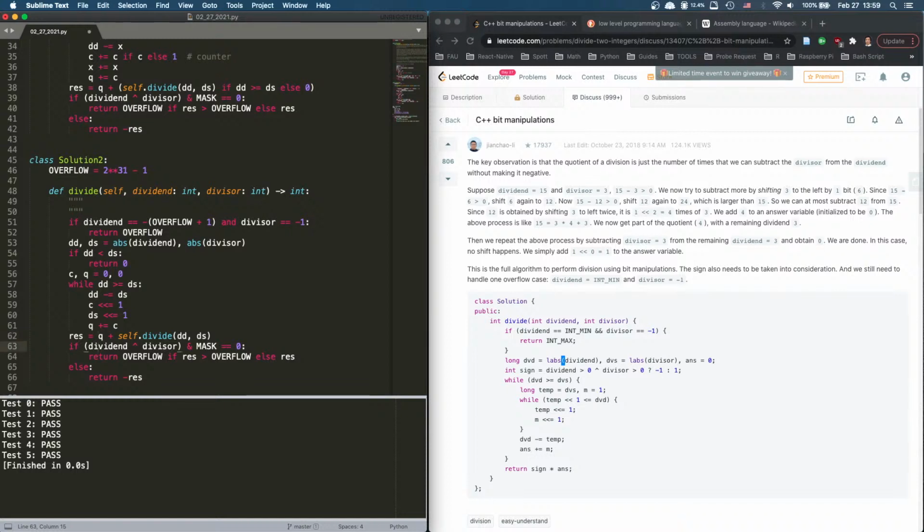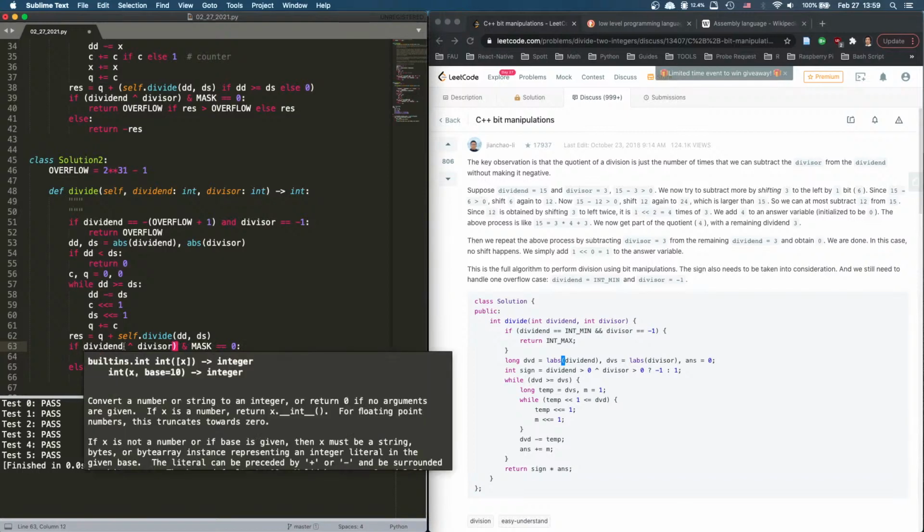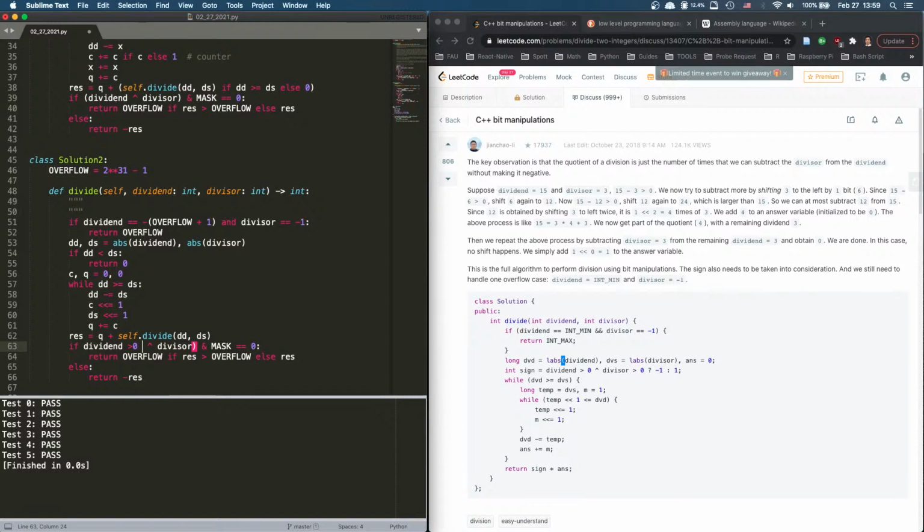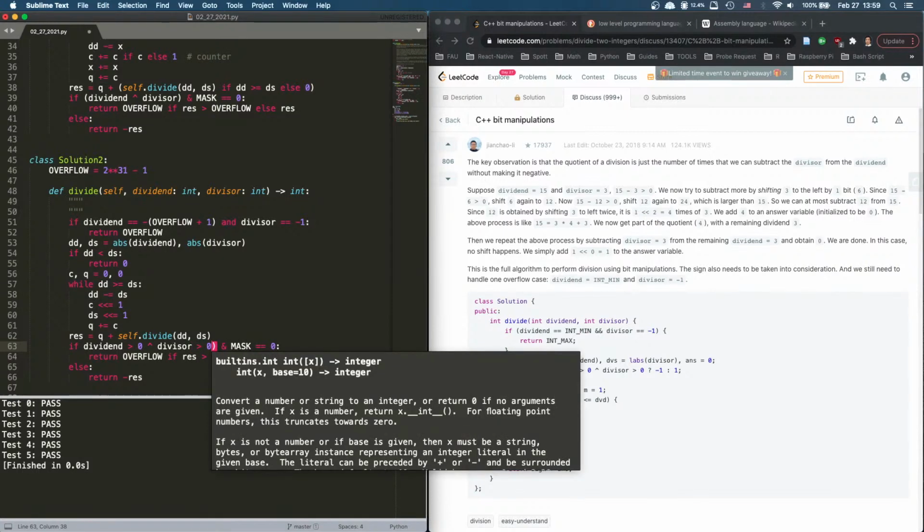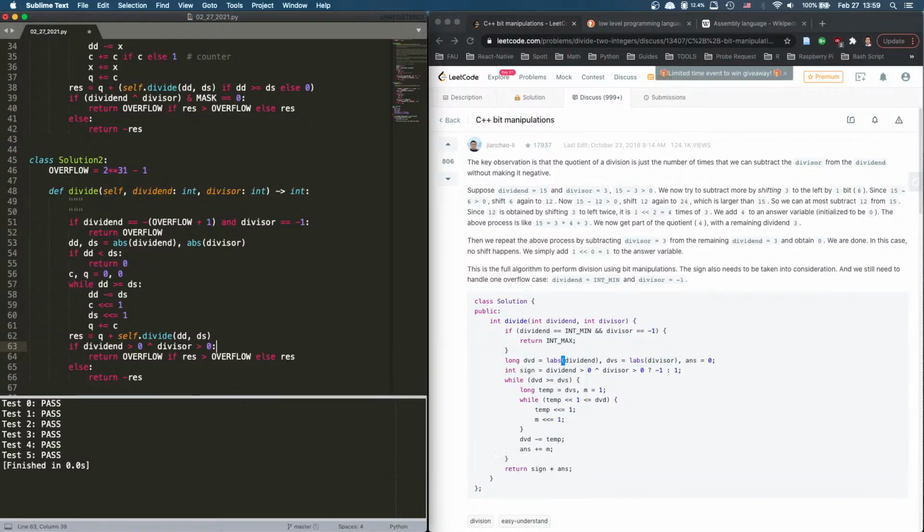So the sign, we don't need mask. All the sign we need to do is the dividend is larger than 0. If it's true, then this will return 1. And we're going to do divisor larger than 0 as well. So it's either 1, 1 or 0, 0. So they can give us 0, which means if this one is not 0, then we return a minus res.